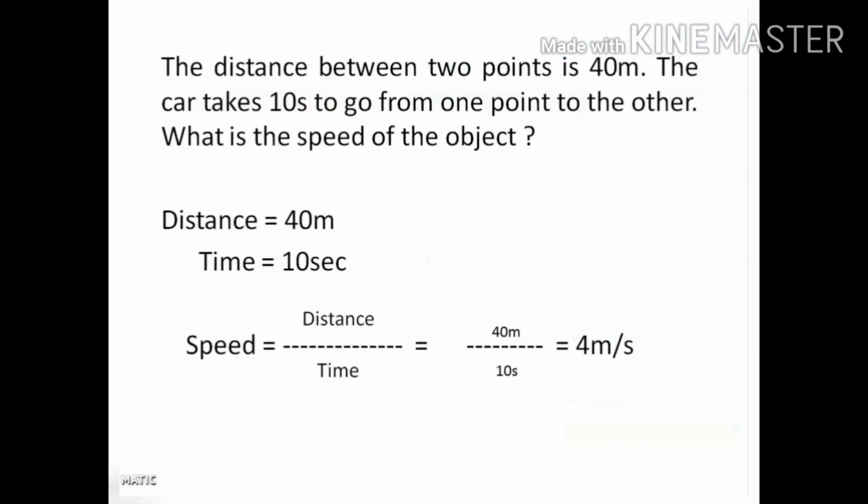Now, we find out the speed of the car. We know that the formula of speed is equal to distance by time. So, 40 meters per 10 seconds is equal to 4 meters per second. So, the speed of the car is 4 meters per second. The car travels 4 meters in 1 second.